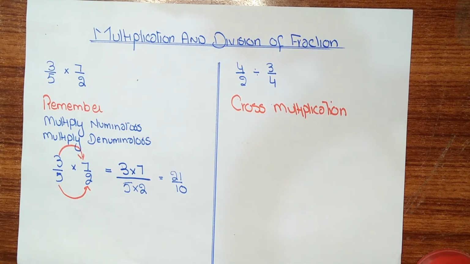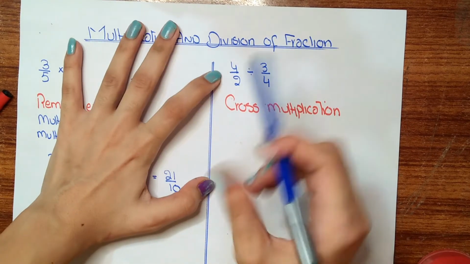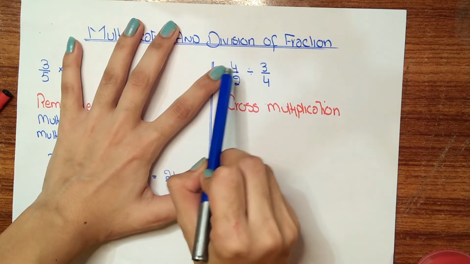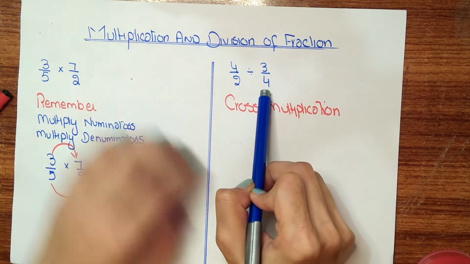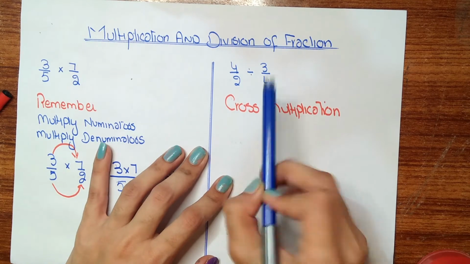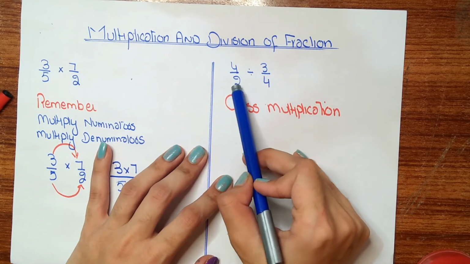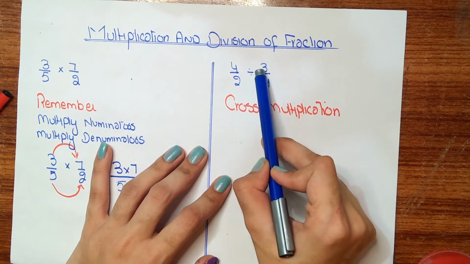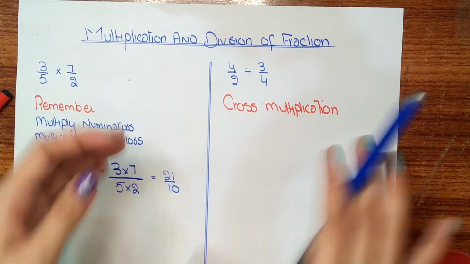So in cross multiplication, we simply multiply the numerator of the first fraction with the denominator of the second fraction. In the same way, the denominator of the first fraction with the numerator of the second fraction. Like this way.